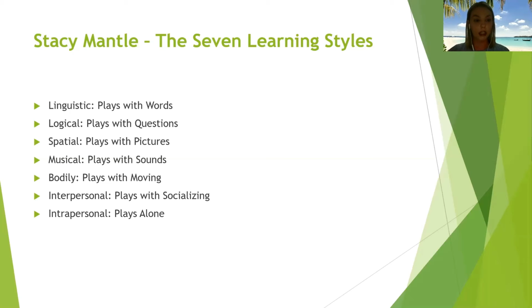Spatial, they are very visual and like to operate with pictures. They are using mostly graphs, diagrams, and pictures while they are learning. Musical, they play with sounds. They are known to listen to music while they are learning. Then bodily, they need to move while they are learning some things. Interpersonal are really social, so they prefer to learn in groups. And intrapersonal are usually more inclined to be learning alone.